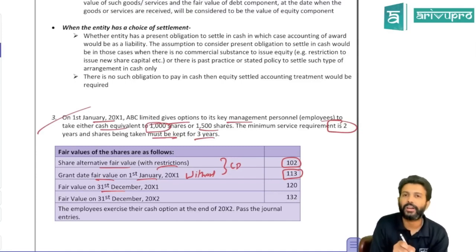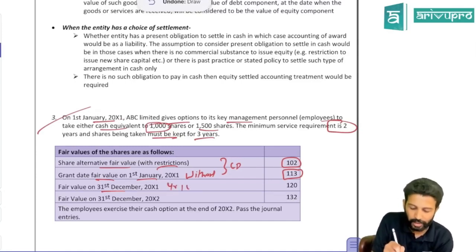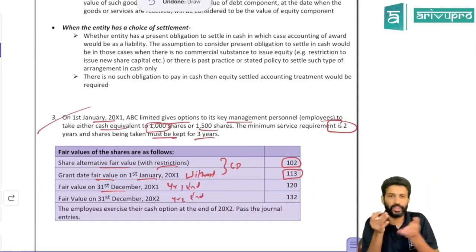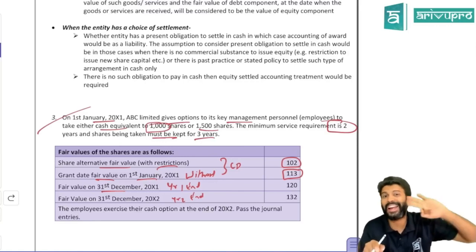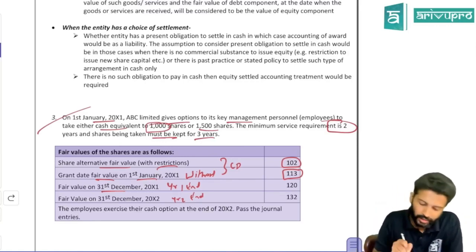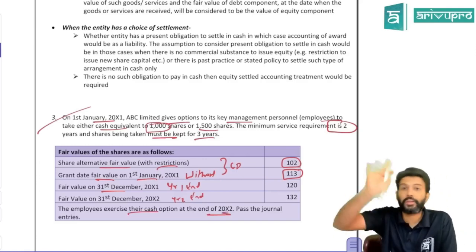Then the fair value at the end of the first year. Because on 1st January 20x1 you gave the option, 31st December becomes your year 1 ending, and 31st December 20x2 becomes your year 2 ending. They have given the year 1 and year 2 ending fair values. Because here you need to account both SBPL and SBPR, and for SBPL we need every year's fair value. The employees exercise the cash option at the end of 20x2, so at the end of the second year they went for the cash option.